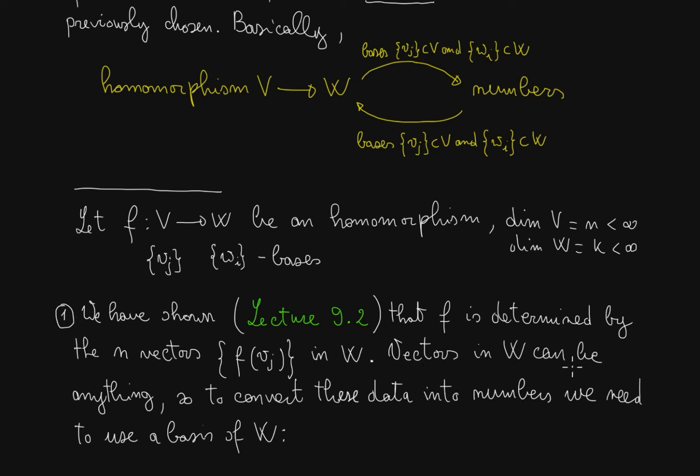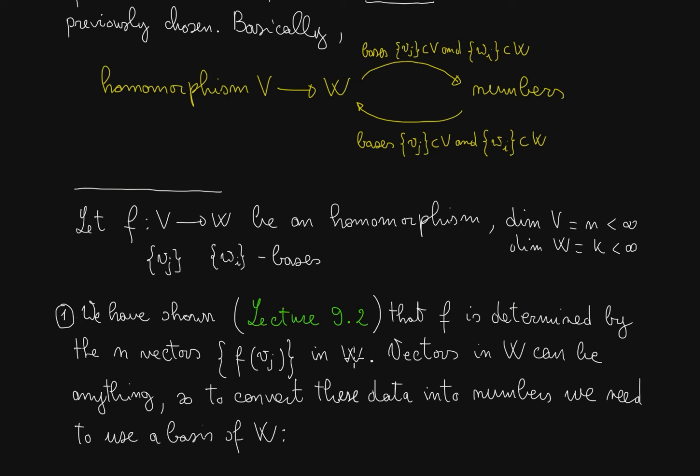Vectors in W can be anything, so I'm not here making any assumption on V, on the elements of V, nor those of W. So to convert these data into numbers, we need to use a basis of W. A basis can be seen as a way to convert data concerning vectors in an arbitrary vector space into numbers.